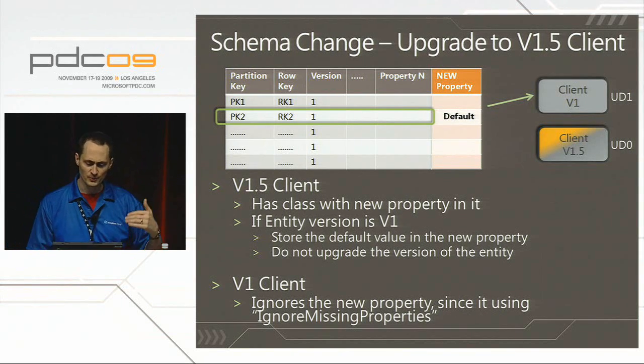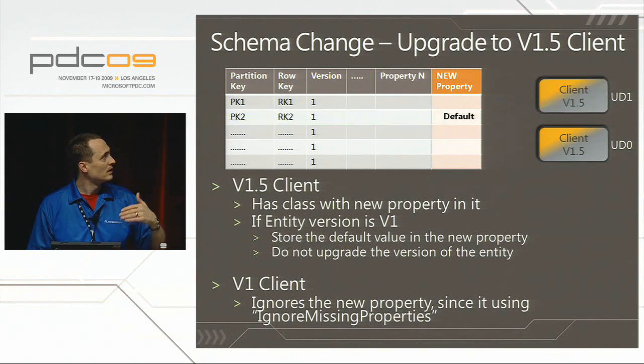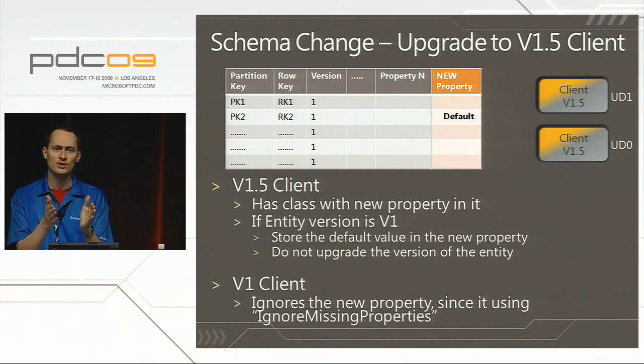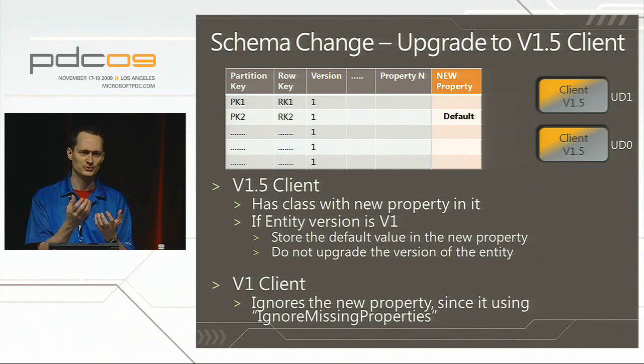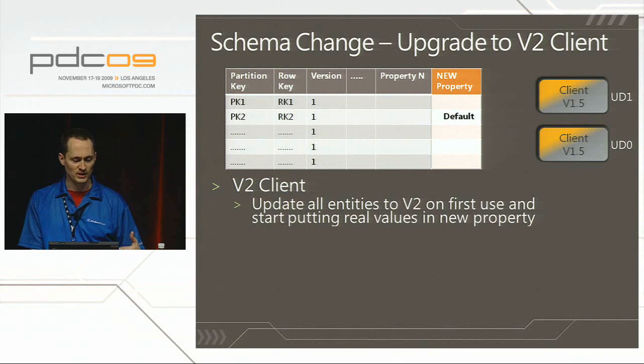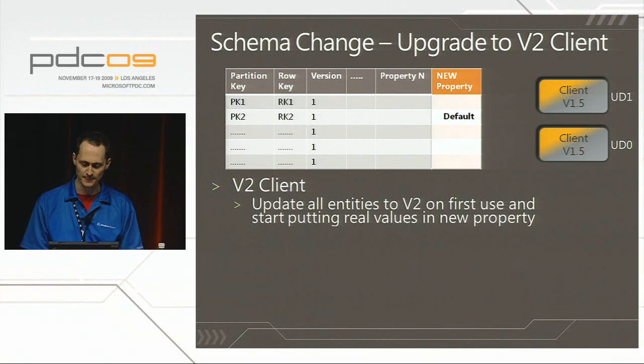Okay? So now what we want to do is finish our rolling upgrade with v1.5. And once we've done this, we now have all of our clients able to process entities in version 1 and version 2, but they only keep on inserting entities and updating entities in version 1. And so the next step we want to do is actually do another rolling upgrade to convert all of the clients to actually start using the new property and convert all the entities to version 2. So let's go ahead and do that.